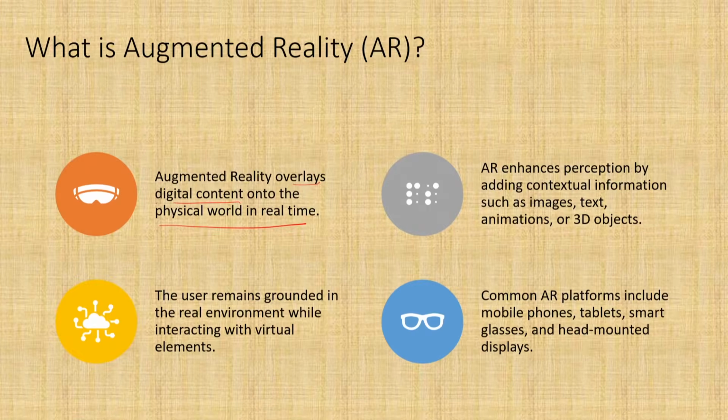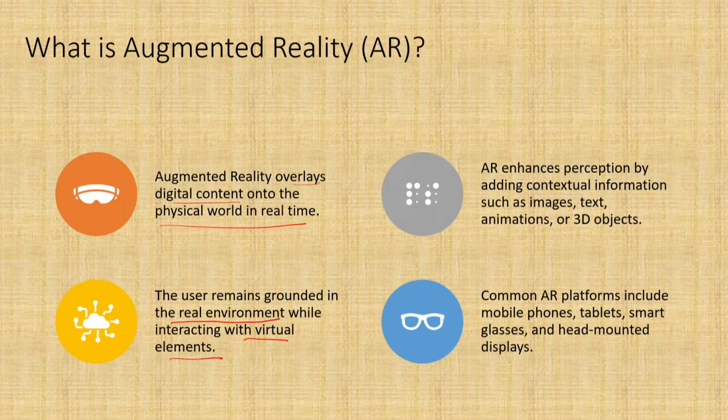So, the user in this case remains grounded in the real environment while interacting with virtual elements. So, you stay in the real world, you still have the awareness of the real world, but there are things that are added on into the real world, which are essentially digital content. So, what it does is it enhances our perception by adding contextual information such as images. You might add an image on top of the physical world, you might add text, animations or 3D objects.